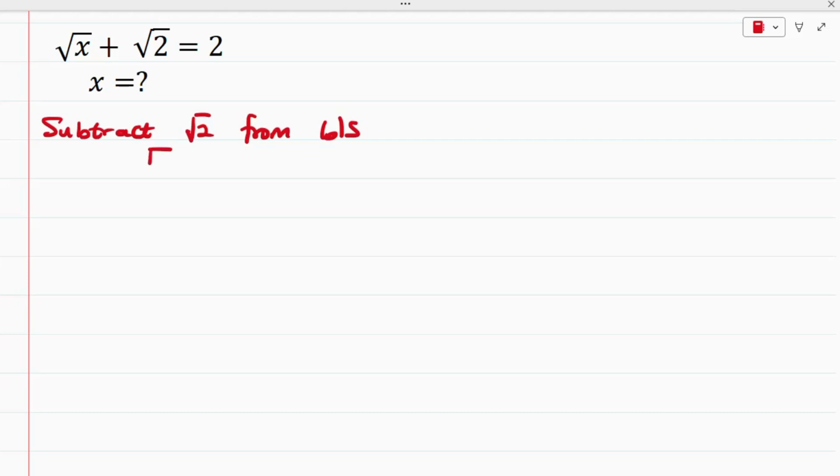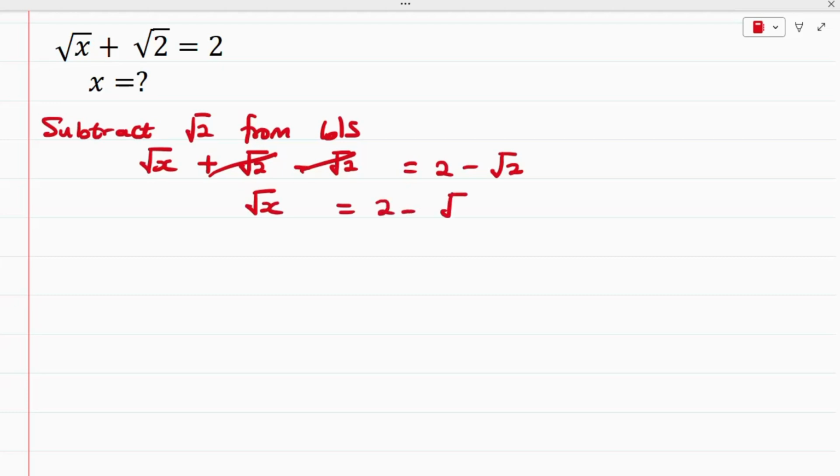So this is the square root of x plus the square root of 2 minus the square root of 2 is equal to 2 minus the square root of 2. So this is going to cancel out this. So we have the square root of x is equal to 2 minus the square root of 2. The next thing we want to do is to simply square both sides.